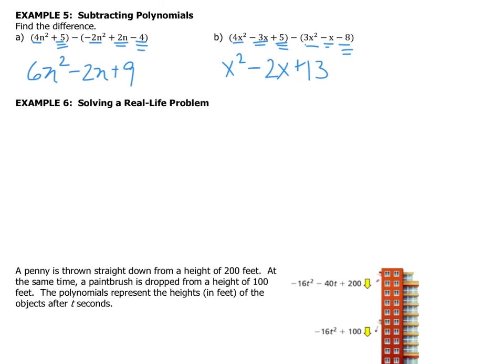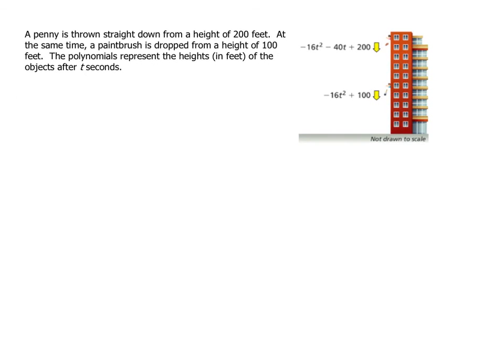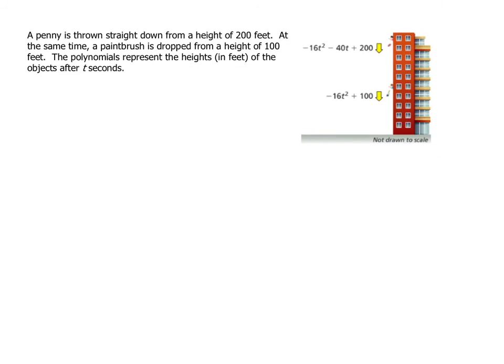Then we've got one more to go. We have our word problem here. So we have a penny that's being thrown straight down from the height of 200 feet. At the same time, a paintbrush is dropped from a height of 100 feet. The polynomials represent the height in feet after t seconds. So we are given these two polynomials to represent the distance traveled over t time.